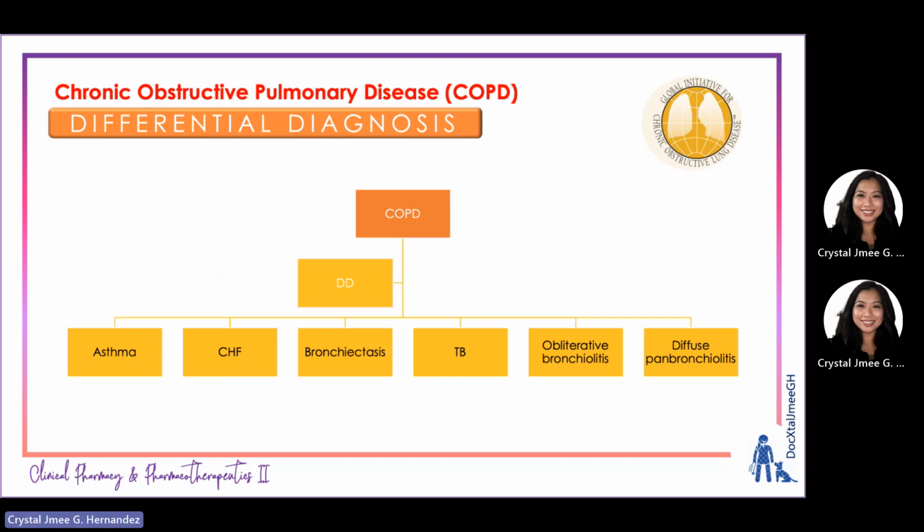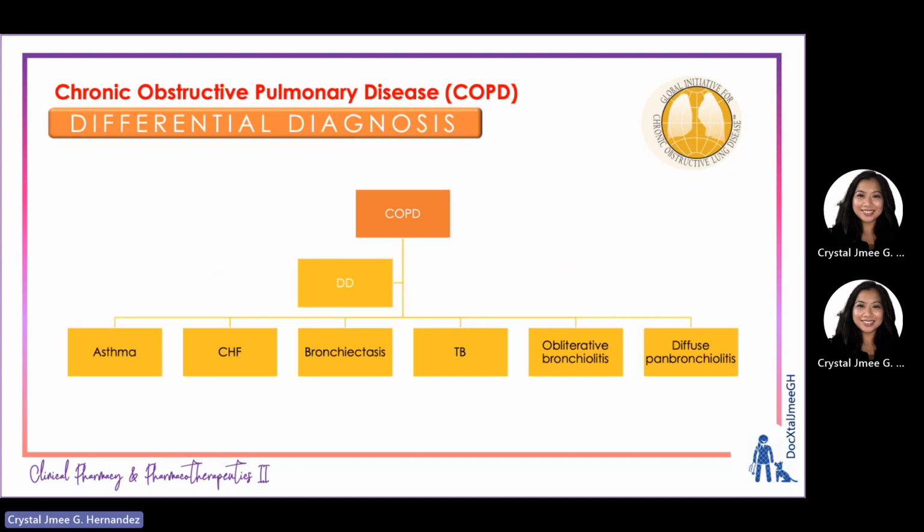So for obliterative bronchiolitis, it can occur in children. It is normally seen after a lung or bone marrow transplantation. And the high-resolution CT would show that there are hypodense areas during expiration of the patient.